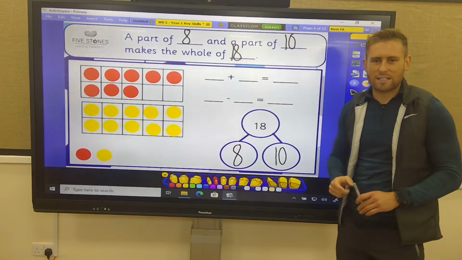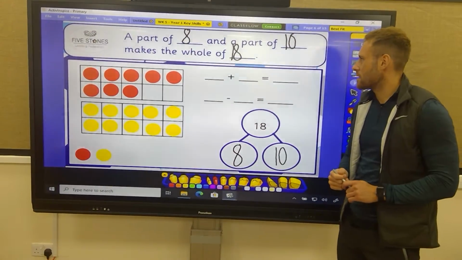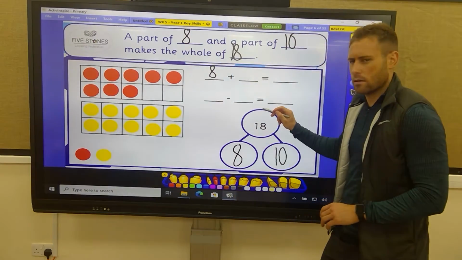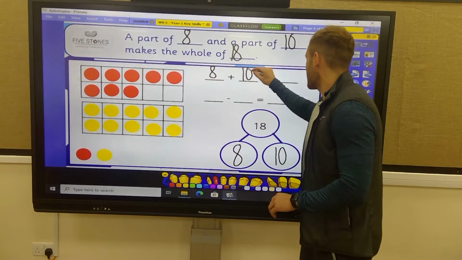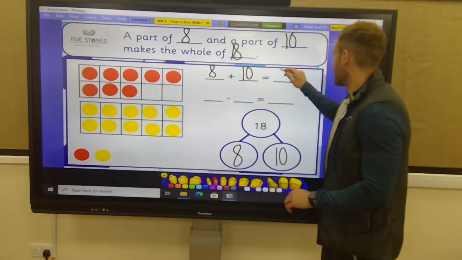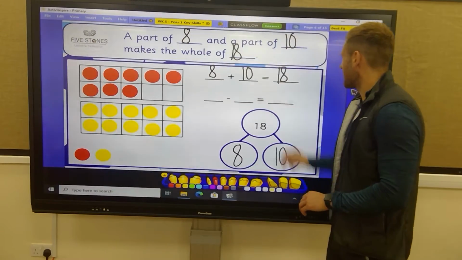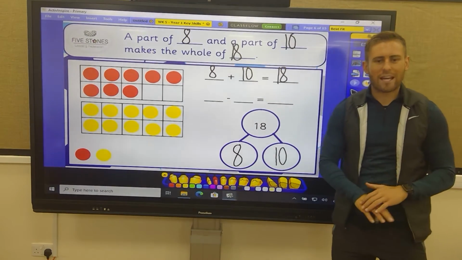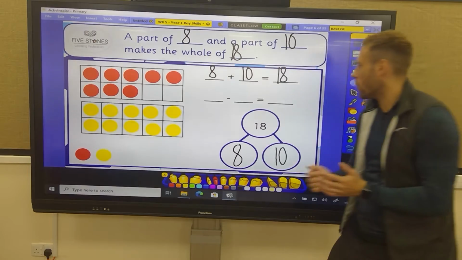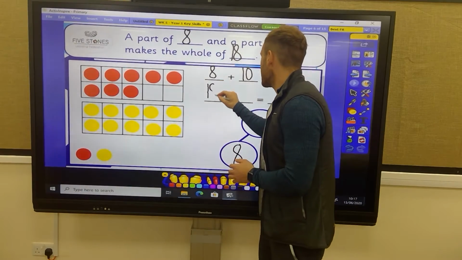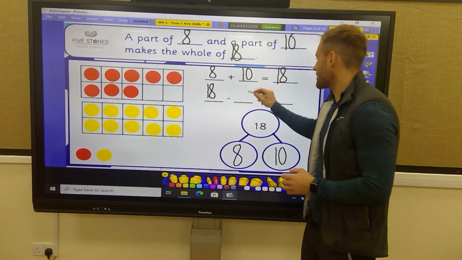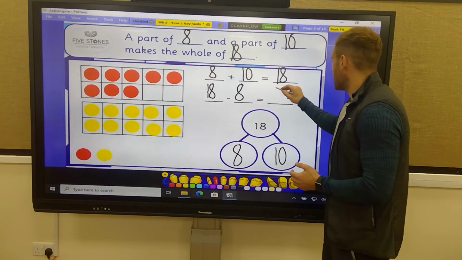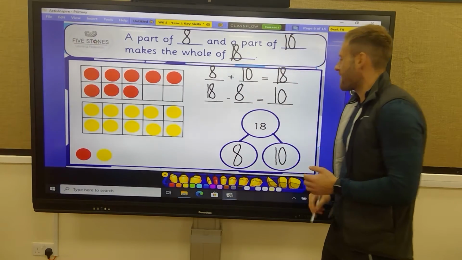Great, so now we've got an addition number sentence. So I've got a part of 8, I add a part of 10 equals the whole of, yes, 18. What do I start with at the subtraction? If I'm taking things away, I need to start with the whole. So I start with the whole of 18, I might subtract 8 and be left with the part of 10.